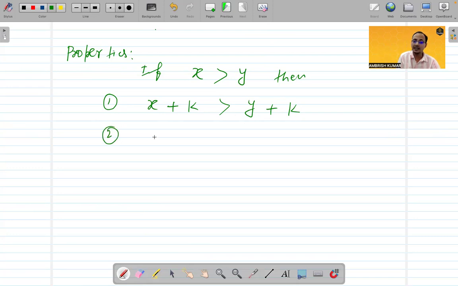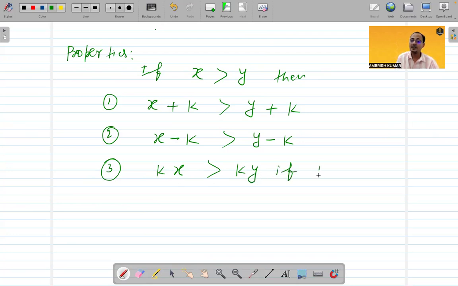Similarly, if you are subtracting the same constant, the symbol greater than remains as it is. So x minus k is greater than y minus k. But you have to be careful with multiplication. k times x will be greater than k times y only if k is a positive constant. And kx becomes lesser than k times y if k, the constant you are taking here, is negative. Just see the example.